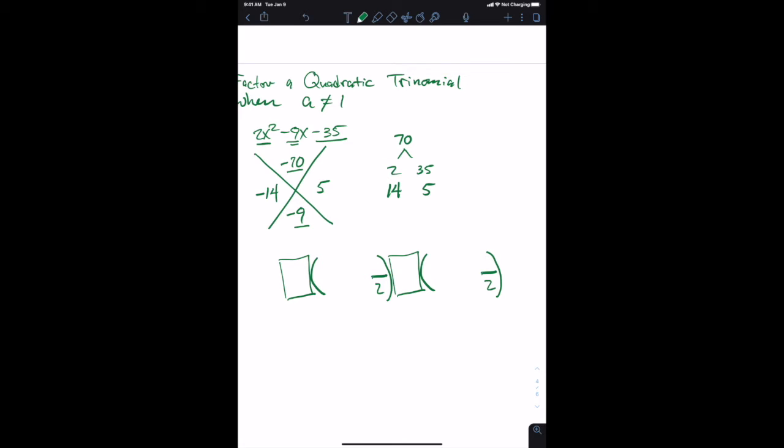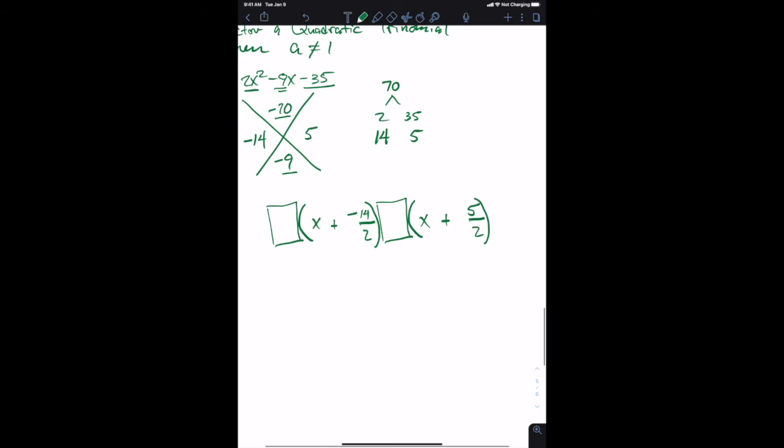And when we do that, we're going to take the two found numbers and stick them right here on the tops of those fractions. Then we're just going to put x plus and x plus inside our graphic organizer. And now the next step is to simply reduce the fractions. So here we get x plus negative 14 over 2, which gives me negative 7. And over here I get x plus, that one's already simplified, 5 over 2.